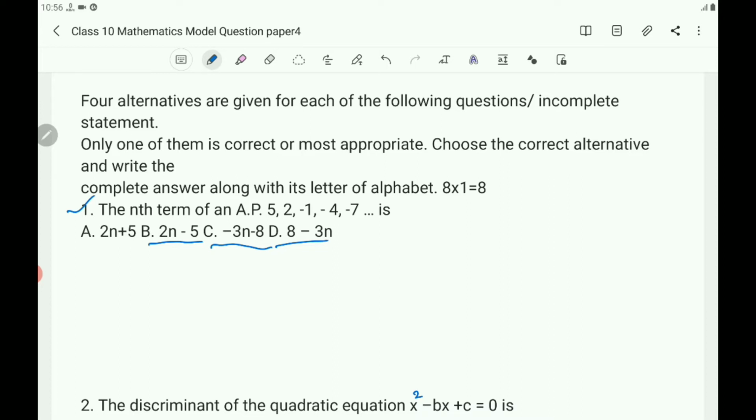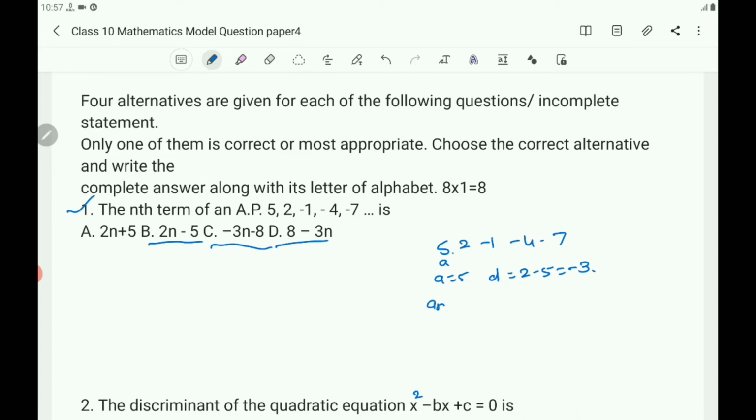Let us solve this. Here an AP is given: 5, 2, minus 1, minus 4, minus 7. You solve it roughly and find the answer. Now what is a? a is 5. And d is 2 minus 5. You write here a equals 5, d equals 2 minus 5 equals minus 3. And what do we have to find out? We have to find the nth term.